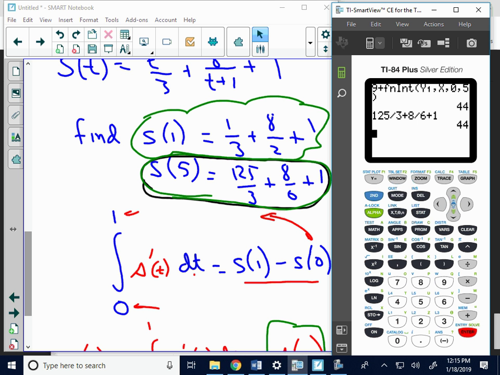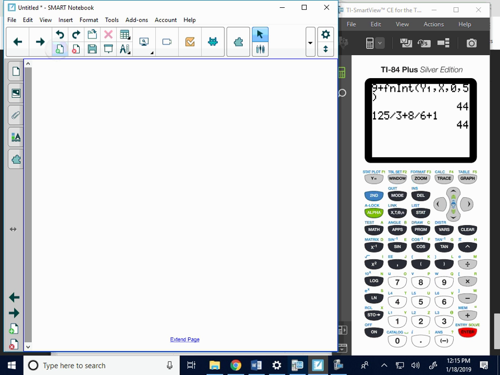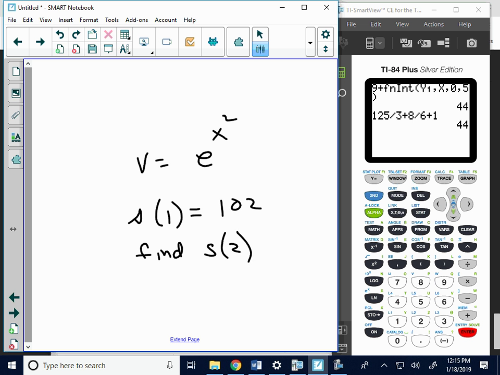One quick example. We're not going to get to example 3. Velocity is e to the x squared. S of 1 is equal to, I don't know, 102. Find S of 2. How do you do it? Can you integrate this? No, that was one of the ones on the test. You can't do it because that's not an elementary function. So you cannot get the antiderivative, but you can still answer the question. It's super easy on the calculator.